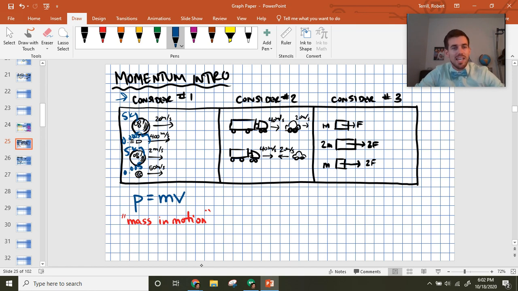So for multiplying these out, it works out that we have 5 times 20. This is 100 kilogram meters per second. That's the kilograms times the meters per second. These are the units there of momentum. Momentum either has the units kilogram meters per second, or there's one other thing that we can use for the units that I'll talk about in a sec.